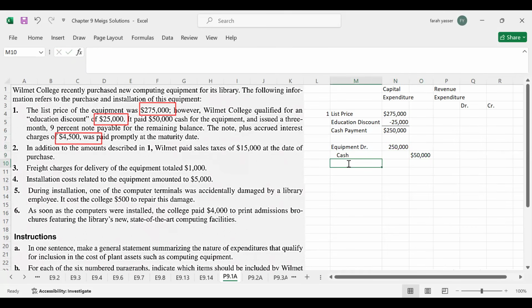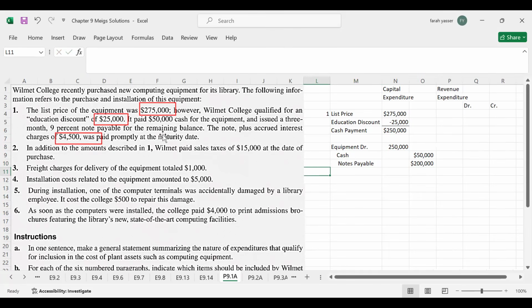And then the company signed a note for the remaining balance. So notes payable is how much? The remaining amount, which means 2 lakh. So this would be the accounting treatment of the asset purchase on this date, for the first example.